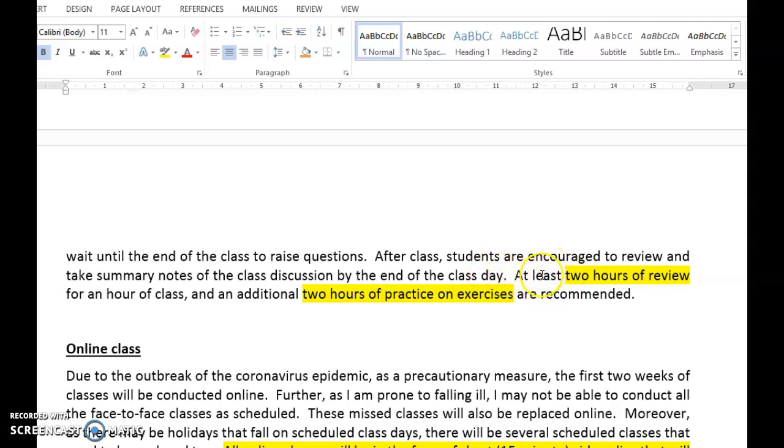What students are supposed to do is at least 2 hours of review for 1 hour of class. Let's say we have a 1.5 hour class today, so you should do 3 hours of review. Then apart from the 3 hours of review, you need to do also 3 hours of practice or exercises, because this course has a lot of calculation components.